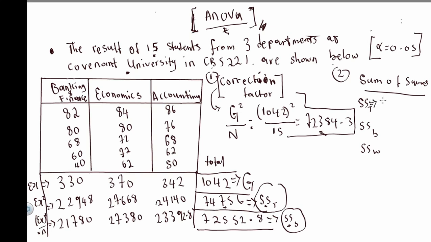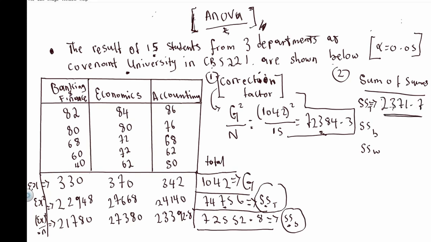So the sum of squares total is equal to 74756 minus the correction factor. Do you see it now? So we take this 74756 minus the correction factor, 72384.3. That will give us 2371.7. So that is the answer.